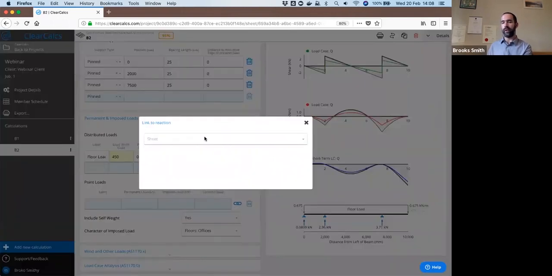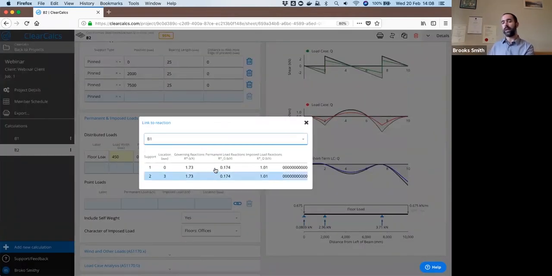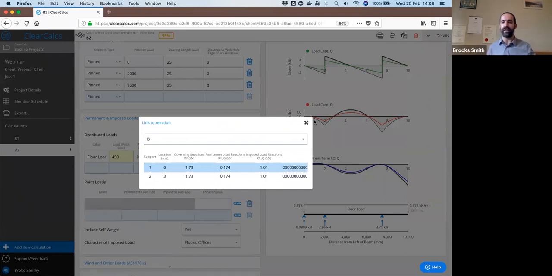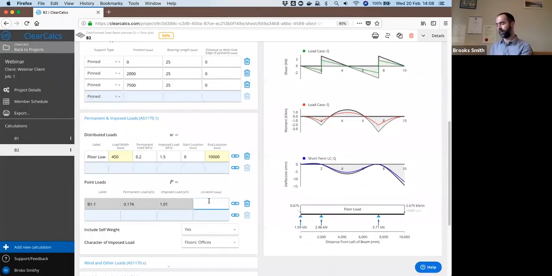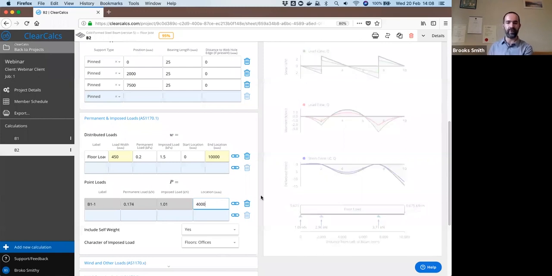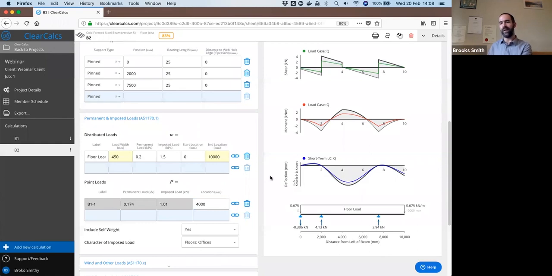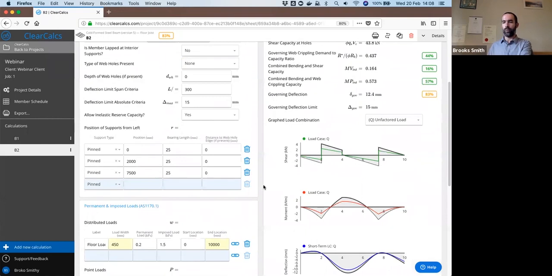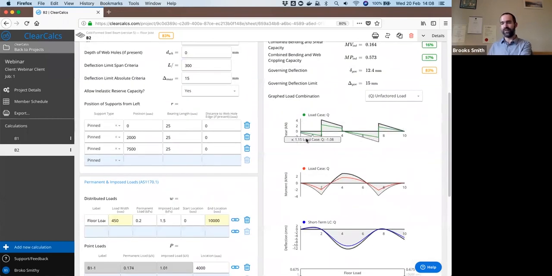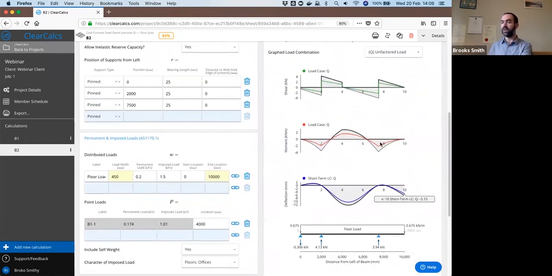We can additionally load link in our other beam here. So say that our other beam is resting on top of this beam. I can load beam B1, select it here, and put in a location for it. Let's say at 4,000 millimeters. And you can see how that modifies then our graph here. We're still showing the live load alone, so hence all of our graphs show an intermediate value within the envelope, within the load case envelope.